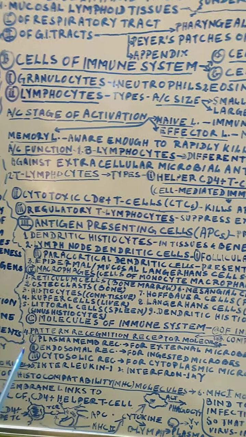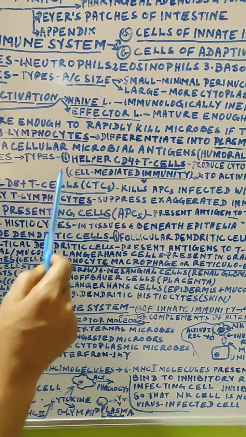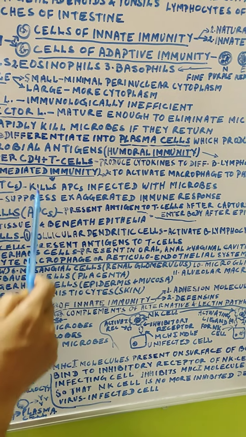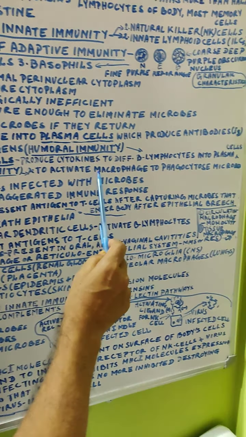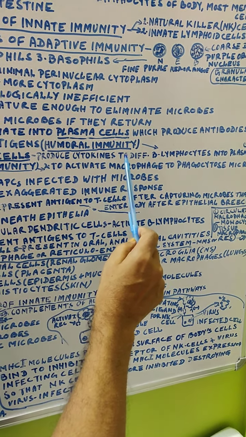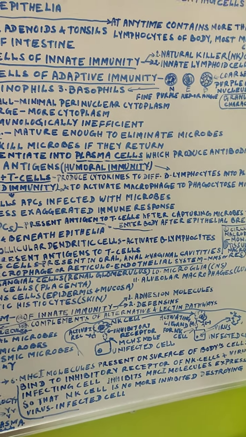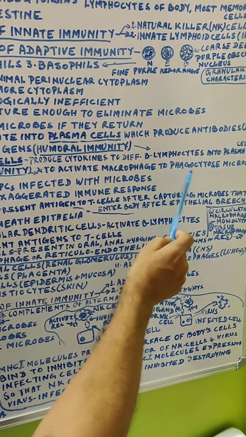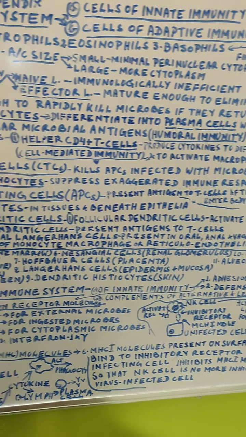The T lymphocytes may be of different types according to function. Number one is the helper or CD4 positive T cells. These CD4 helper T cells produce cytokines which aid in differentiation of the B lymphocytes into the plasma cell, as you have seen in the case of humoral immunity. Cytokines are also produced to activate the macrophages to phagocytose the microbes. So these are the functions of the helper T cells.